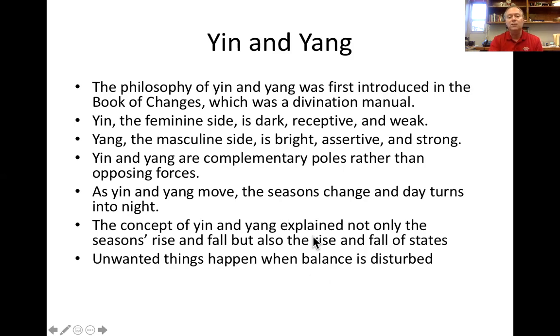So yin and yang are these complementary forces, masculinity and femininity, that the Chinese hold in high regard as well. And we will stop right there.